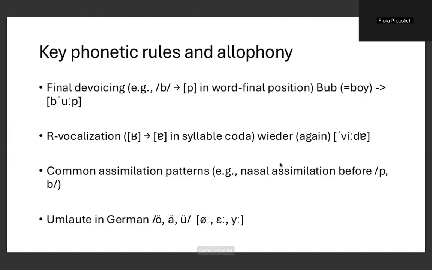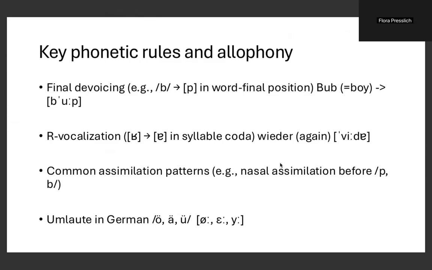On the following slides, you can see the key phonetic rules and allophony of the German language. First of all, there's final devoicing. This means that the phonemes in word final position are typically devoiced, so b becomes p when it occurs in word final position. An example for that would be the German word for boy, which is Bub. Another interesting feature of the German language is the R vocalization in word final position. The R becomes an A in word final position, for instance, the word wieder, which translates to the English word for again, is pronounced in the way wieder.